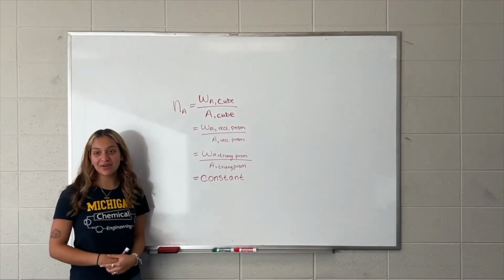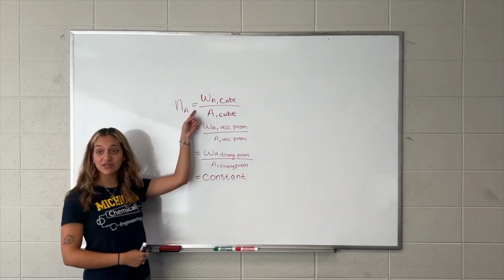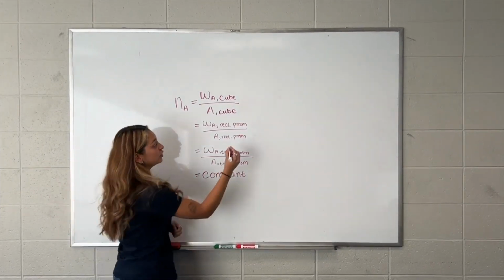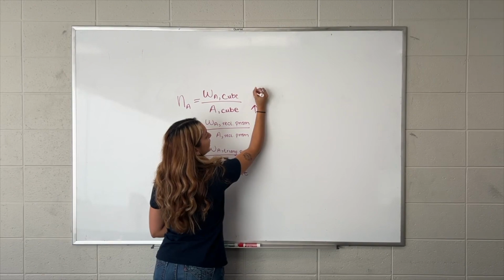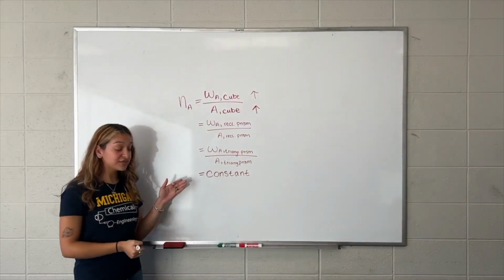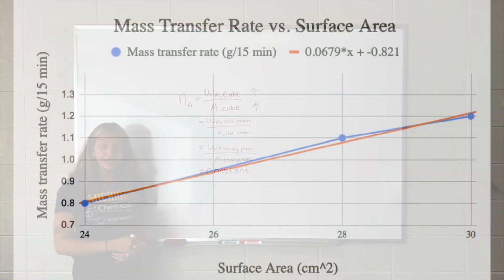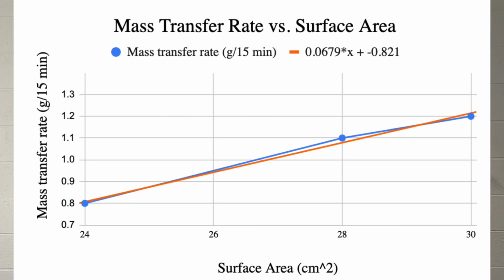Also, if we define that the mass flux rate is equal to the mass transfer rate divided by the area, we can conclude that increasing the surface area also increases the mass transfer rate. Since the mass flux rate is constant, there is a linear relationship between the surface area and the mass transfer rate, which can be seen by this graph.